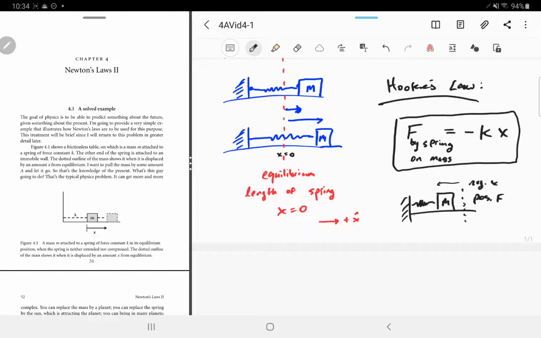Okay, so Hooke's law is the force on a mass by the spring. From Newton's third law, you also know that this is the force on the spring from the mass. But a lot of times we don't really care about the spring. I mean, in this situation, if the spring is pulling on the mass to the left, then the mass is pulling on the spring to the right, but then the wall is also pulling on the spring right here. So because we're not really analyzing that force, we don't really care about the spring.